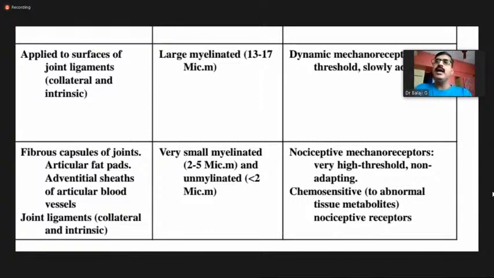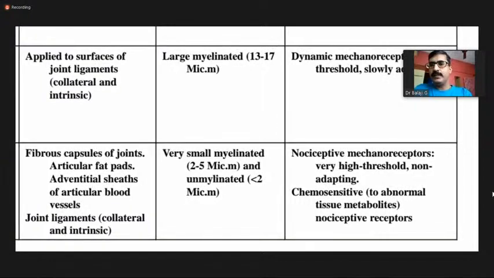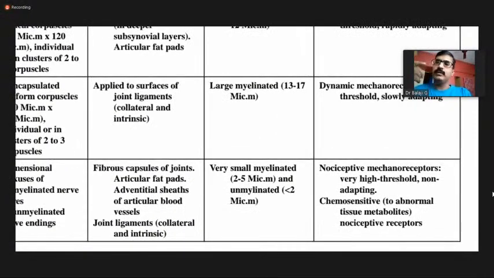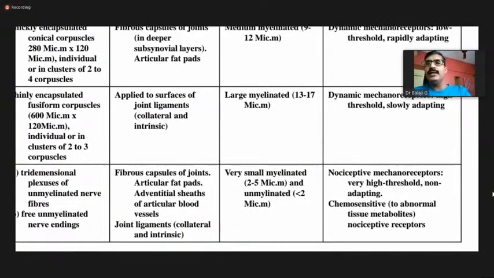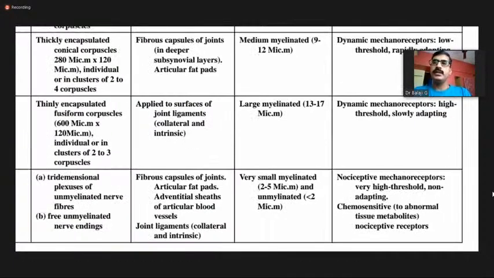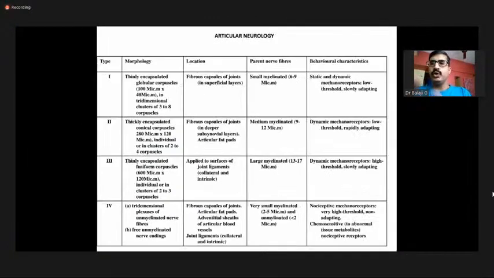So this is the articular neurology. If a corticosteroid injection has been given, it will definitely work on 4B because that is chemosensitive. Through that, the chemosensitive 4B receptors are kept quiet, and following that the pain will reduce. All the remaining ones, type 1, 2, 3, and 4A, are mechanoreceptors. This is the articular neurology part.